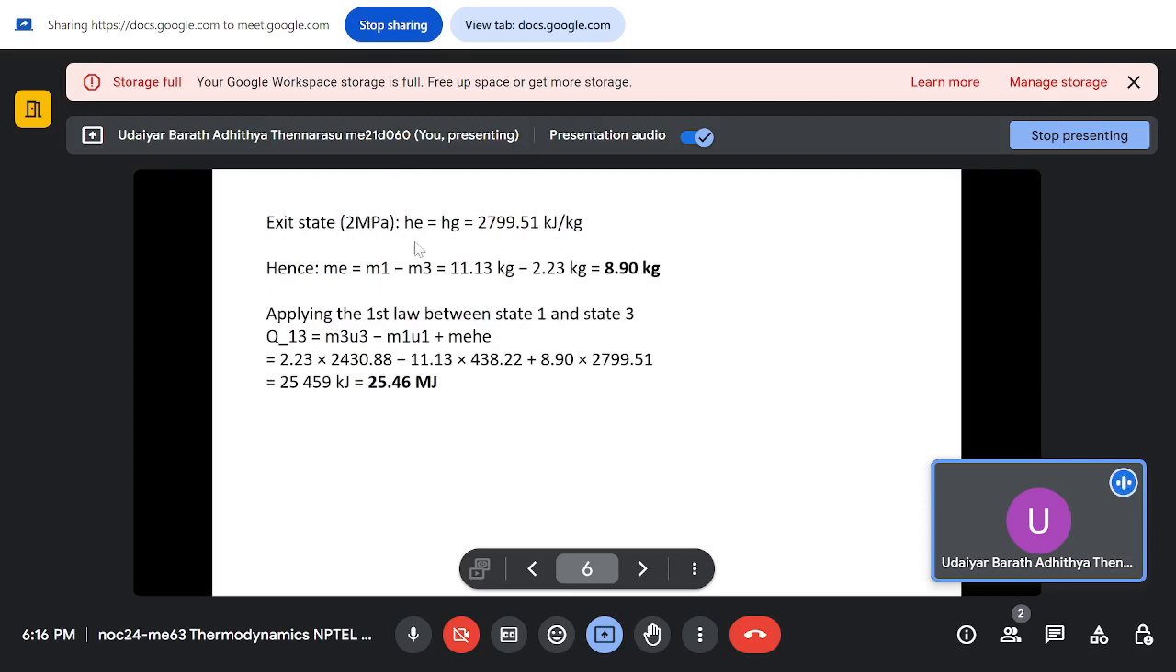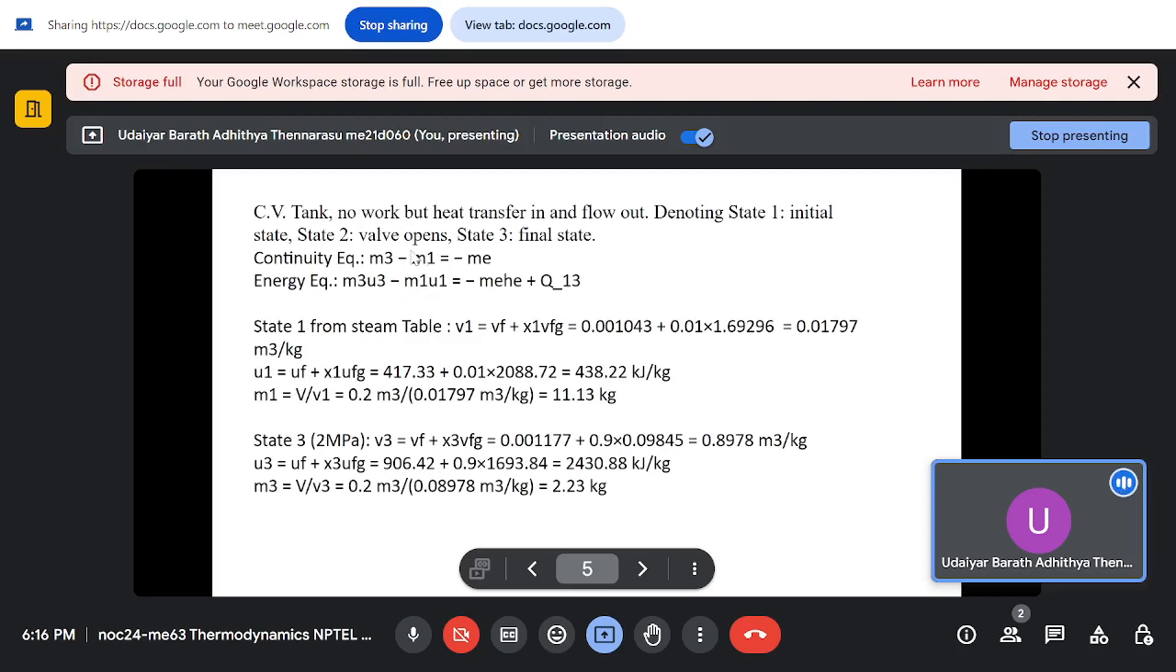we also know the stream which is going out, which is at 2 megapascal, saturated vapor. So correspondingly its enthalpy is 2799.51 kilojoule per kg. So now we know all the masses, internal energies and enthalpy.